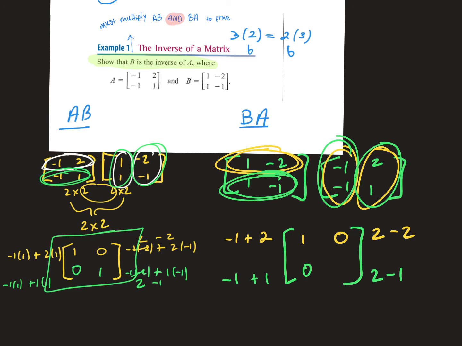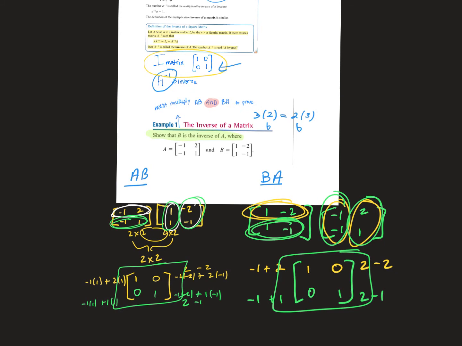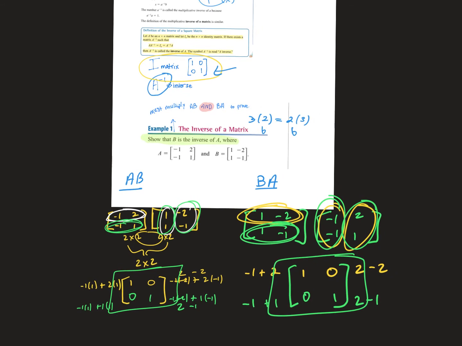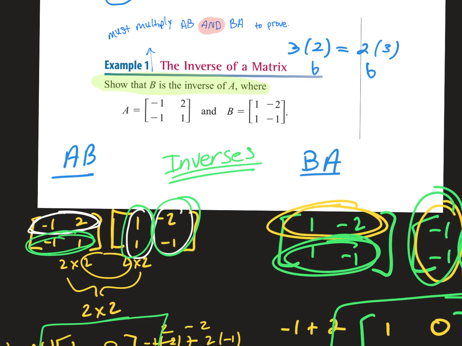2 minus 1 is 1. Did I create here the identity matrix? Yes. So what you guys just did is you proved that A and B are inverses of each other. You may not be asked to prove on your test, but you will be asked to find the inverse. And this is also a good way for you guys to check. We'll check one of them here in a second.